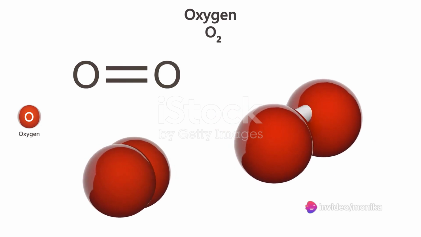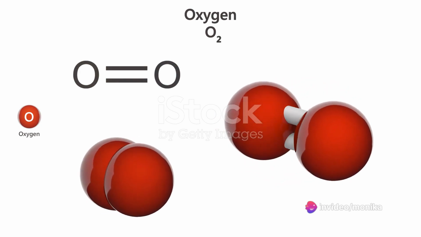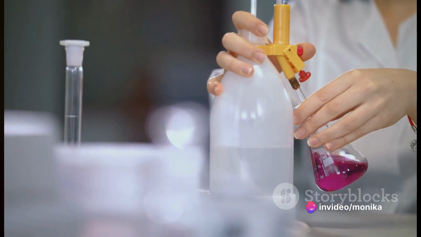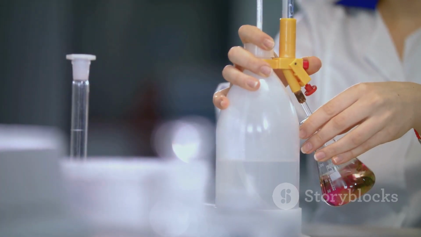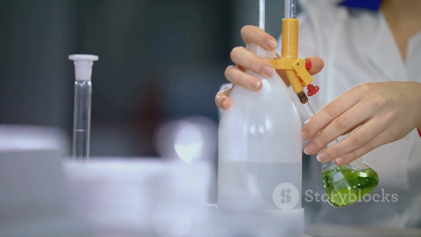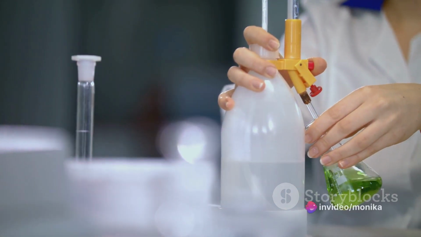Finally, once the equation is balanced, step 4 is to double-check your work. Ensure the number of each type of atom on the reactant side matches the number on the product side. In summary, balancing chemical reactions is a fundamental skill in chemistry, underpinning every chemical experiment. Without it, results could be inaccurate or even dangerous.